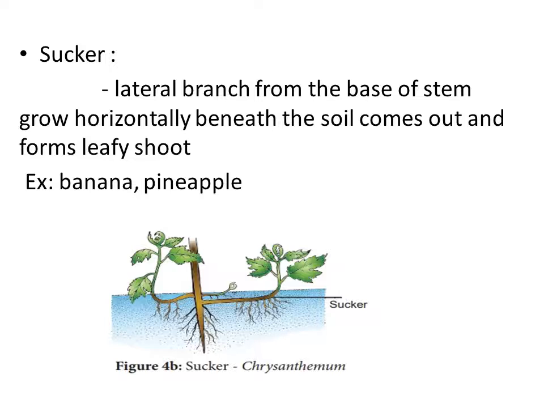Then in the banana plant also we can find the sucker as a modified stem. In the pineapple plant also we can see the sucker. So when the lateral branch is growing beneath the soil horizontally and it comes out by forming the leafy shoot, such a kind of modified stem is called a sucker. So if you look into the picture, you can clearly write the definition for all these modifications. Right? And also you have to give the example of a plant showing the modification. So sucker can be seen in chrysanthemum plant, banana plant, then pineapple plant.